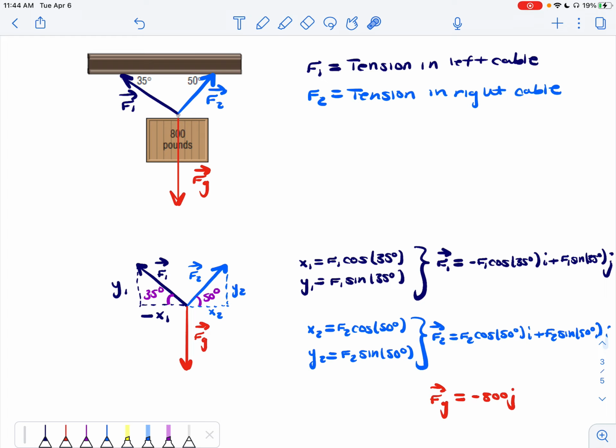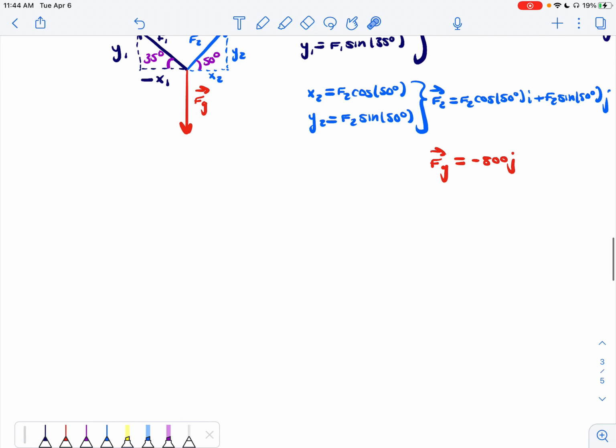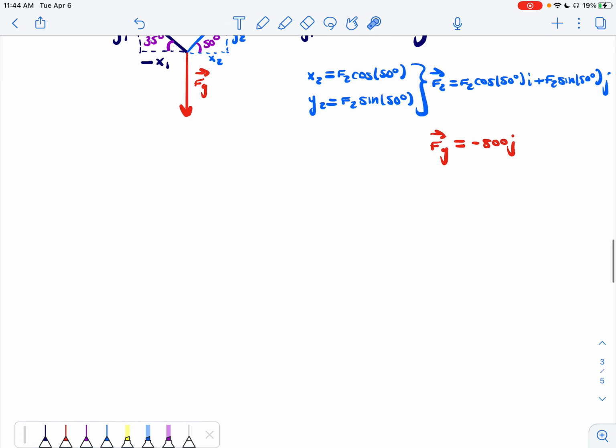Because this is just a stationary box being held in place by these cables, nothing is falling, nothing's swinging, nothing's breaking. The forces in this system are all going to add up to 0, because if nothing's moving, there's no net force on the system. So when we add up all of our forces, F1 plus F2 plus Fg, these have to add up to the 0 vector.